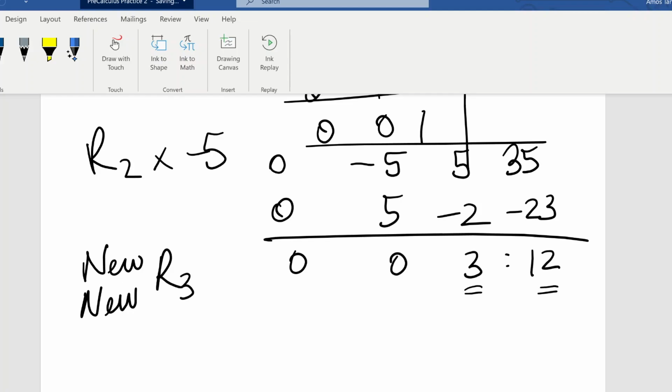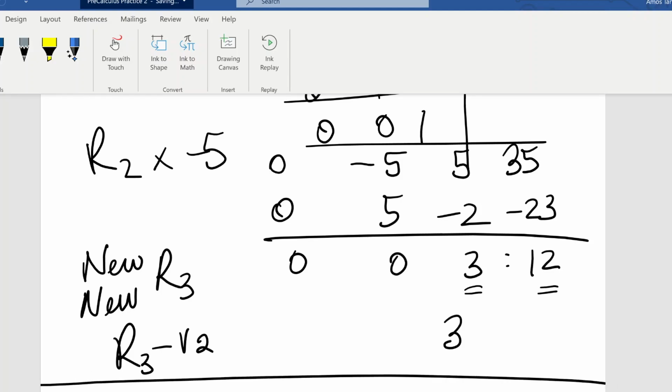So maybe we can start calling this row 3 version 2. We can start looking for a way to call these. This is the same thing as 3z is equal to 12, so z is equal to 4. That's what this means. So if z is equal to 4, you could go back in your equation and say, what if z is 4?